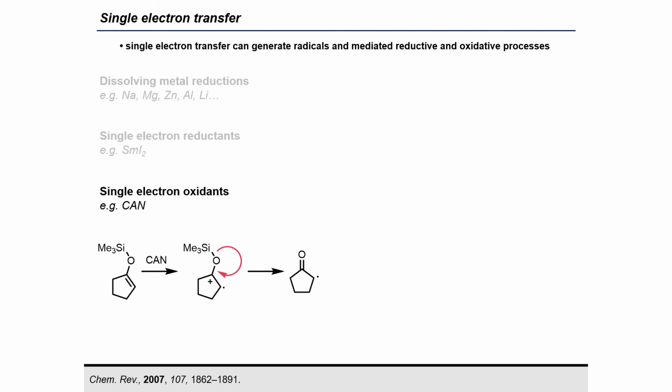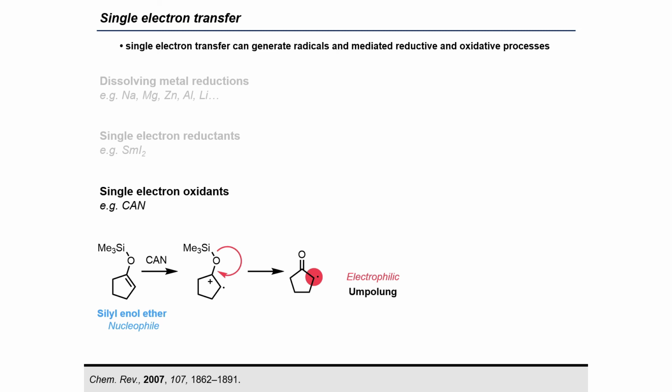In this example, CAN is used to oxidize a silyl enol ether, which following fragmentation leads to the generation of a radical adjacent to the newly formed carbonyl. This is particularly interesting as it highlights a common feature and advantage of radical chemistry, as what was a nucleophilic carbon in the silyl enol ether has become electrophilic in the radical species, reversing the selectivity in an umpolung effect.